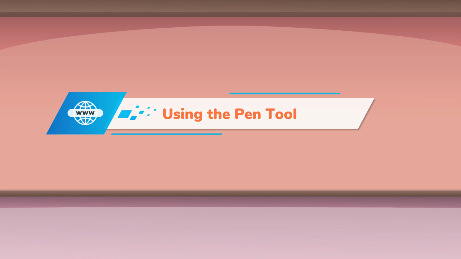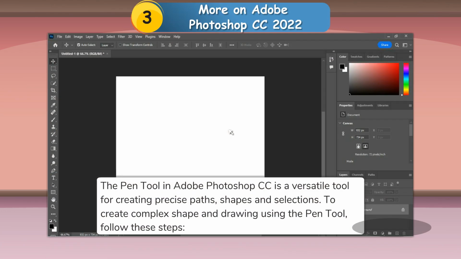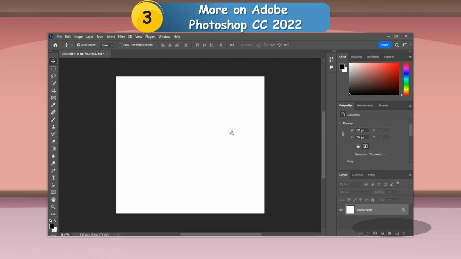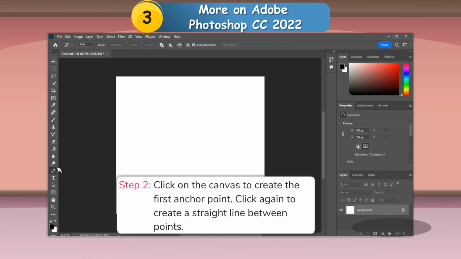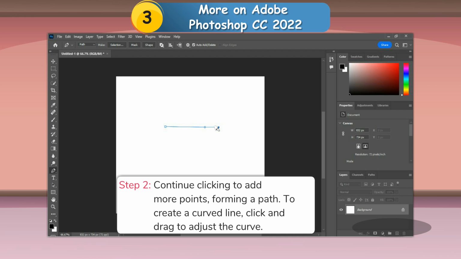Using the Pen tool. The Pen tool in Adobe Photoshop CC is a versatile tool for creating precise paths, shapes, and selections. To create complex shapes and drawings using the Pen tool, follow these steps. Step 1. Choose the Pen tool from the Tools panel. Step 2. Click on the canvas to create the first anchor point. Click again to create a straight line between points. Continue clicking to add more points, forming a path. To create a curved line, click and drag to adjust the curve.